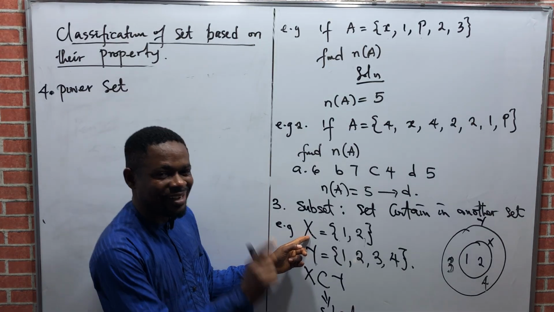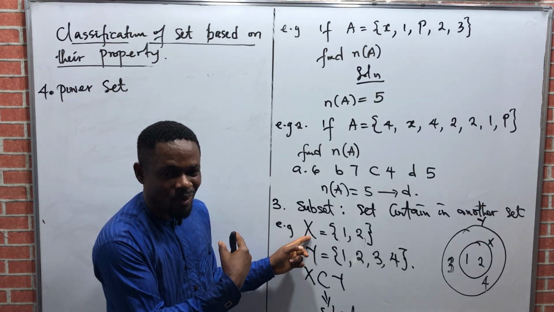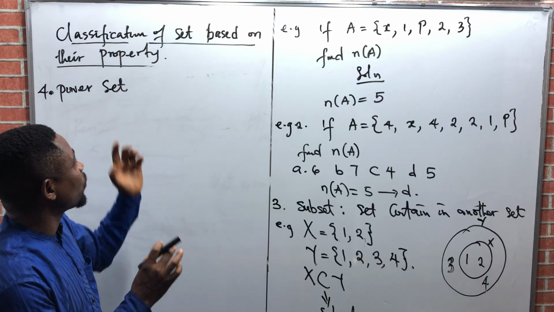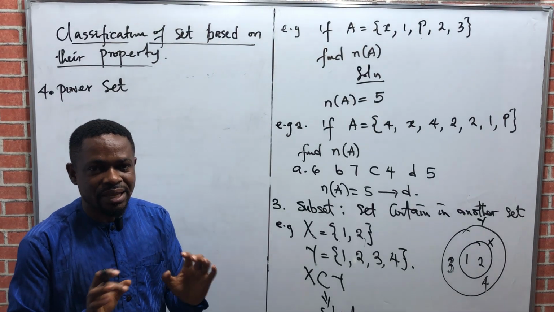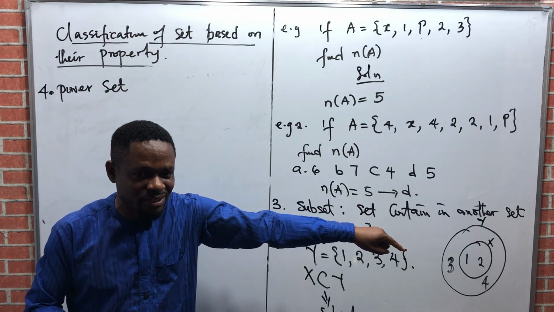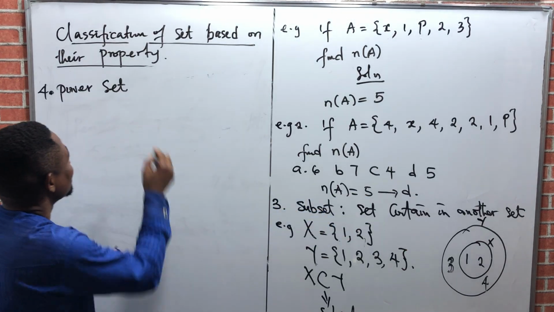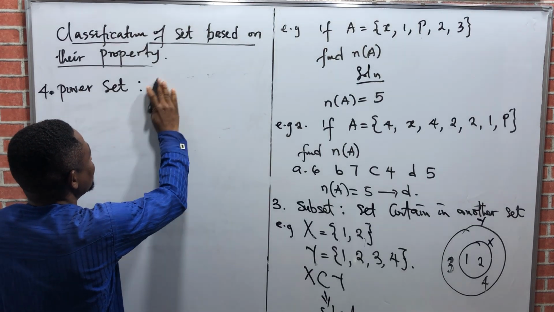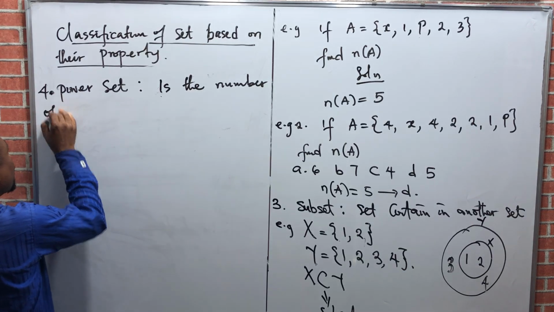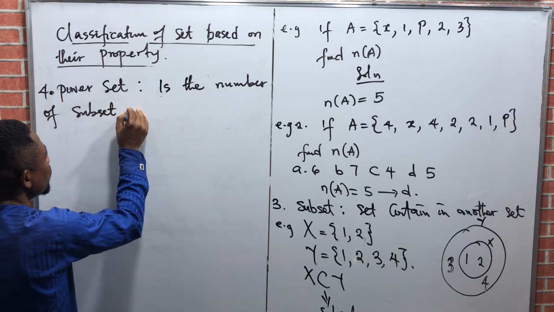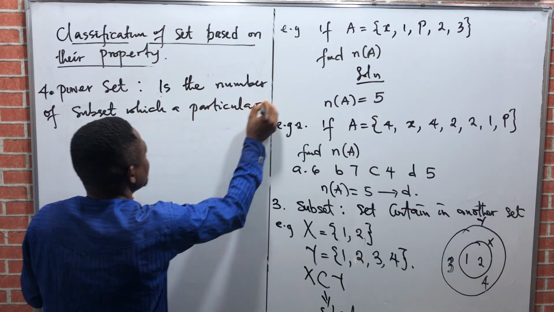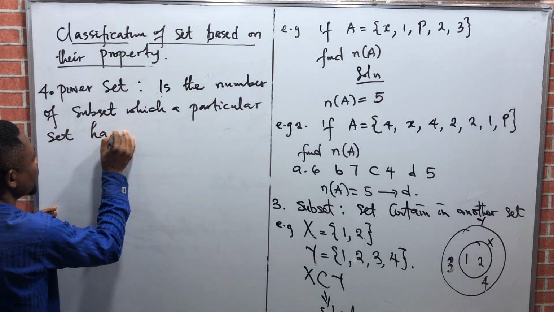So now that will lead us to what we call power set. Oh yeah, watch. Power set is simply the number of subsets which a particular set has. I repeat, power set is the number of subsets which a particular set has. Are you there?